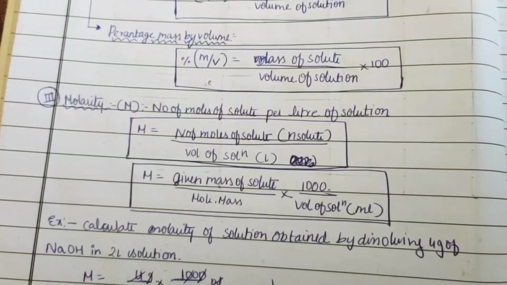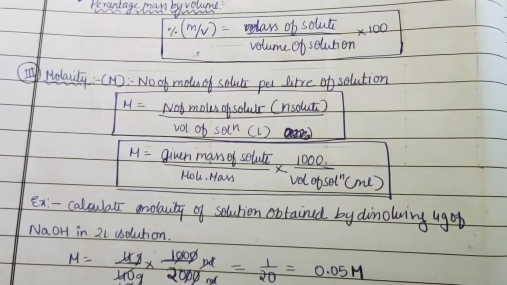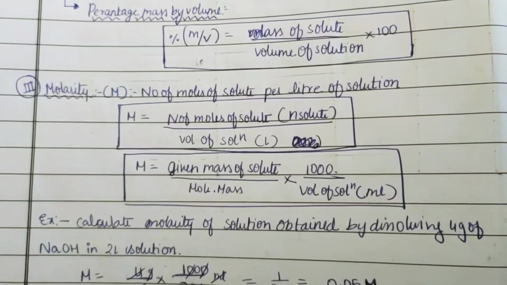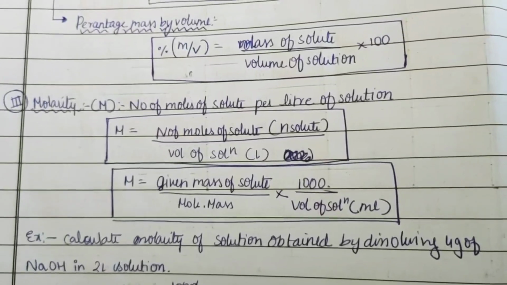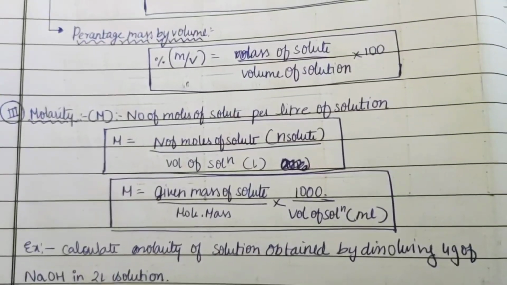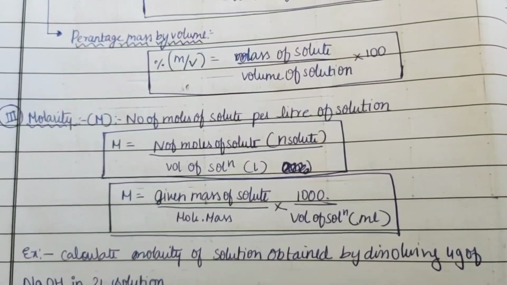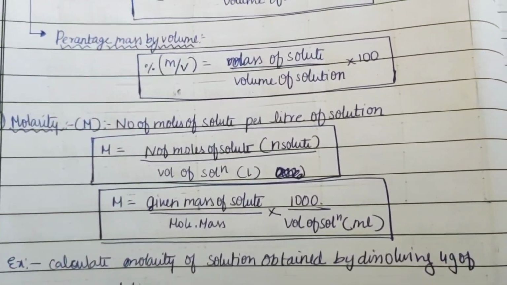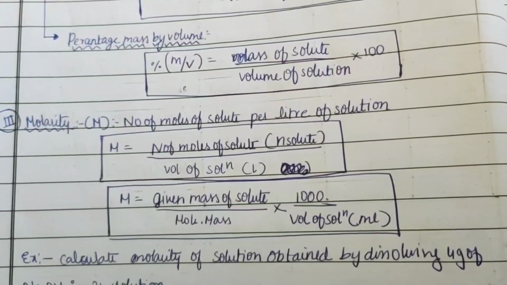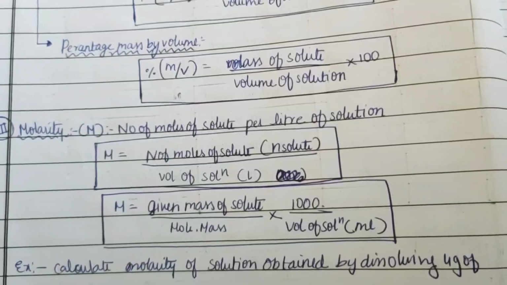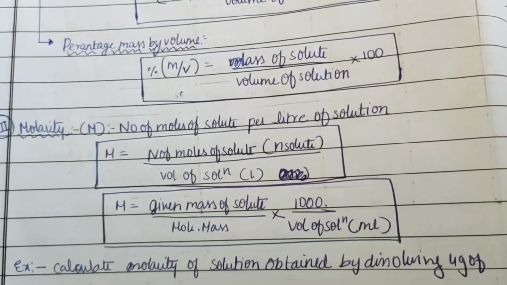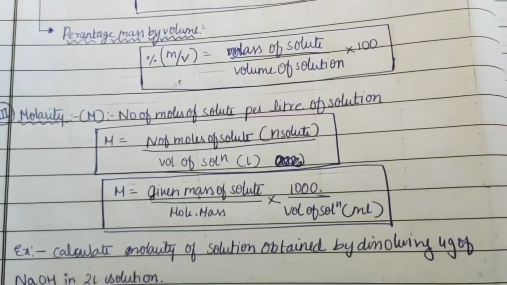Now let us move on to molarity, which is denoted by capital M. The number of moles of solute per liter of solution is known as molarity. M equals number of moles of solute by volume of solution in liters, or we can write it as given mass of solute by molecular mass into 1000 by volume of solution in milliliters.